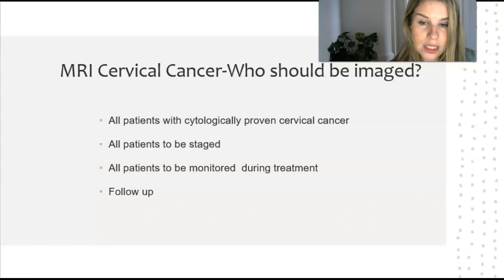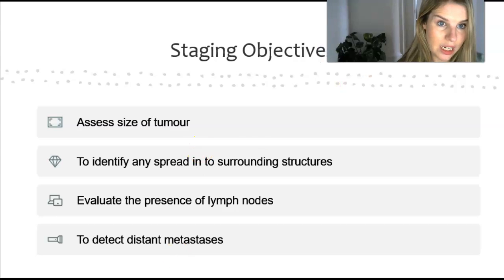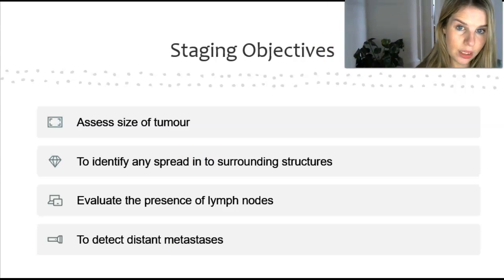The objectives of the staging are firstly just to assess, well, how big is this tumour? And then we have to consider, has the tumour spread into any of the surrounding structures, okay? So is there any involvement of the bladder, the vagina, or the rectum? And then, like all the cancers that we talk about, we want to know if there is any nodal involvement, because we know that nodal involvement means not as good a prognosis, or it might mean that you need more aggressive treatment. And then we want to look and see if there are any distant metastases as well. So we're looking for pelvic nodes, abdominal nodes, and then any metastases as well.